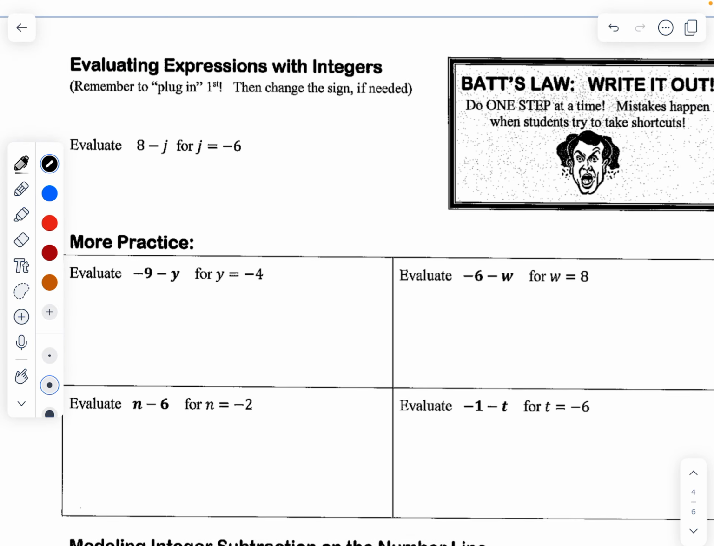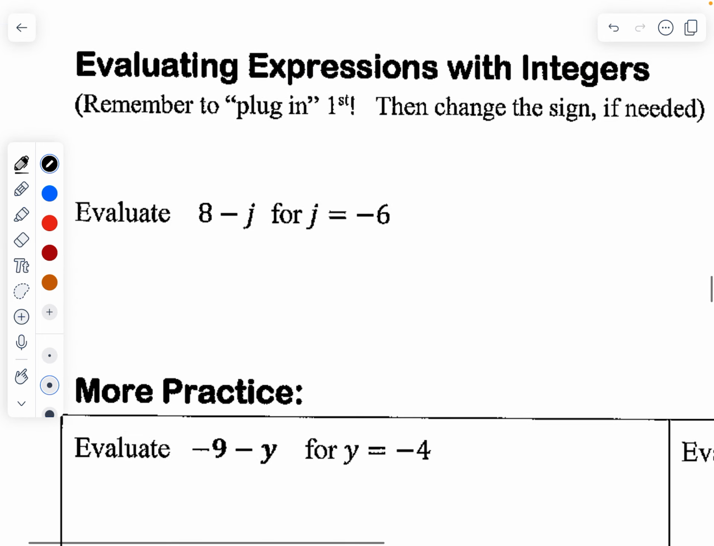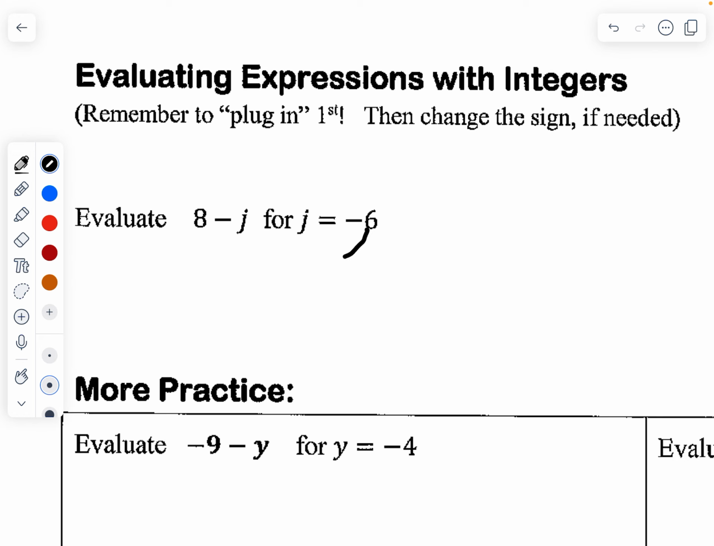Just a few more questions here, and then we're going to call it quits. Don't worry about this part right here. We already did problems like this. Evaluating expressions, we're simply going to take our number and plug it in for the letter. But be very careful. There's an 8 and a minus here. Those should not change. You should automatically have 8 minus something.